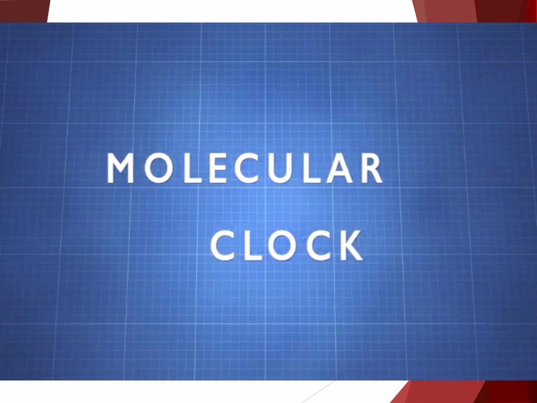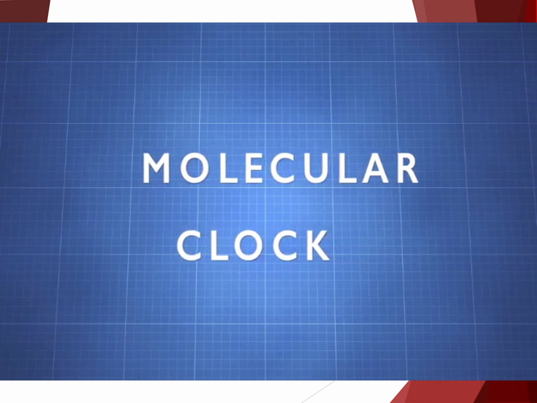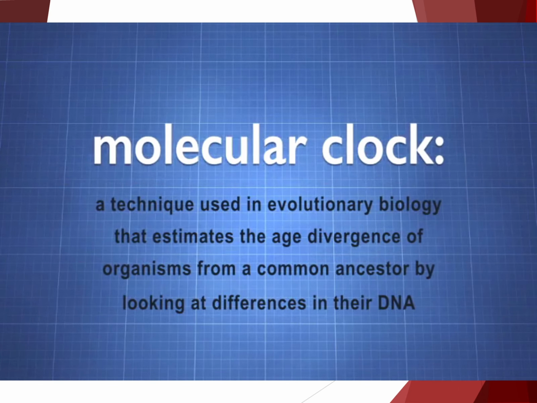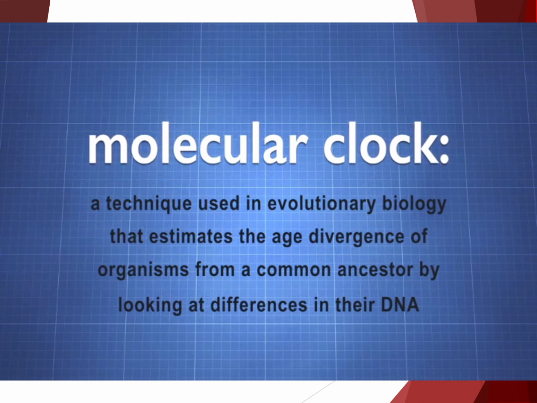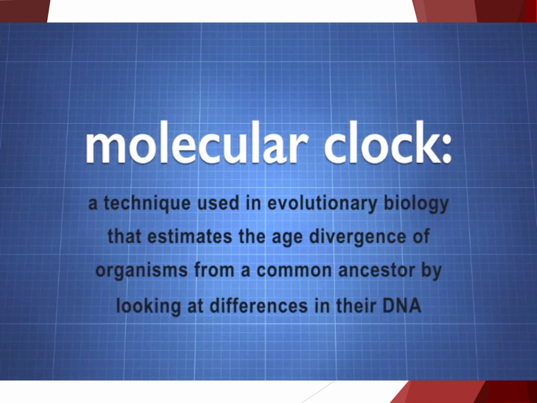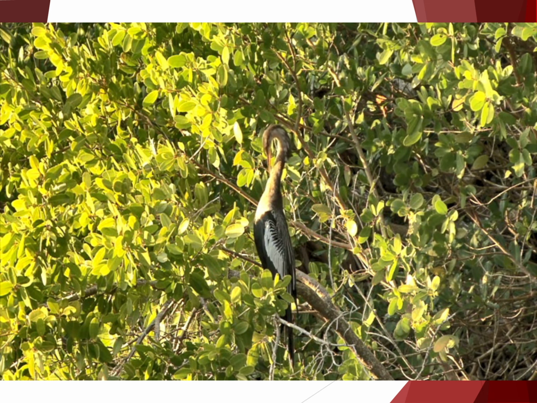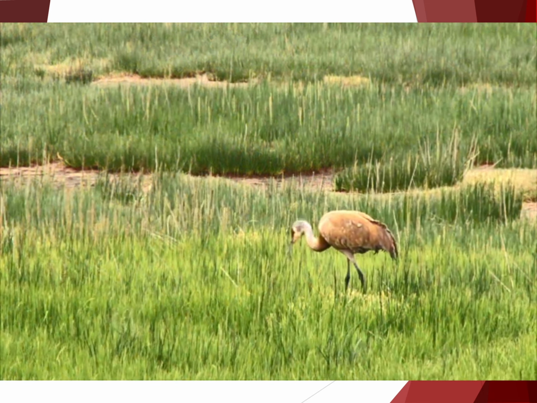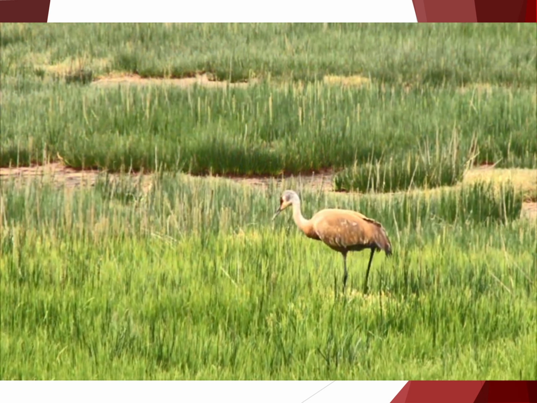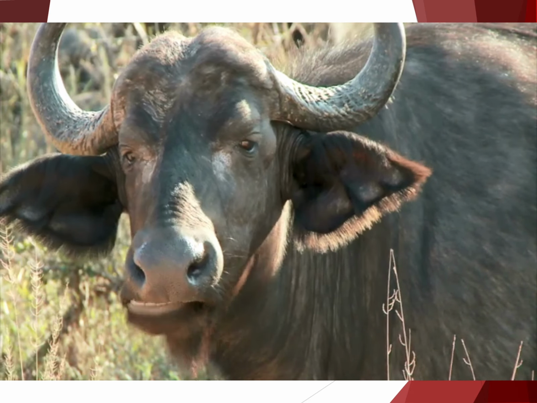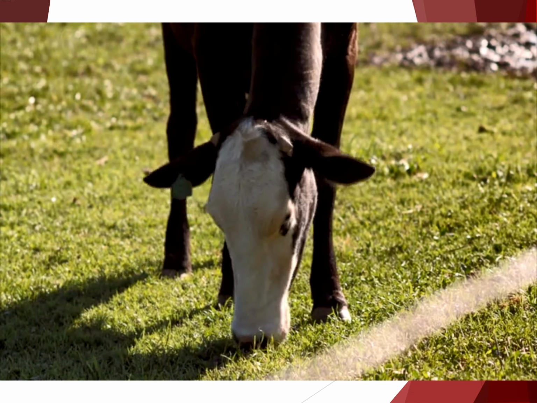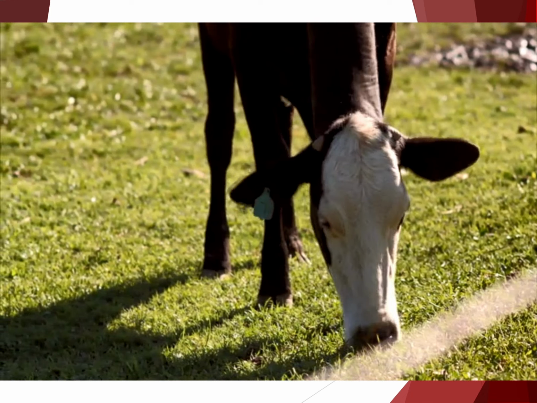Molecular clock is a technique used in evolutionary biology that estimates the age divergence of organisms from a common ancestor by looking at differences in their DNA. Scientists measure the differences between the DNA in certain genes. Often, mitochondrial DNA of organisms is used because its rate of mutation is well established. They use this molecular clock to determine when organisms diverged from a common ancestor.